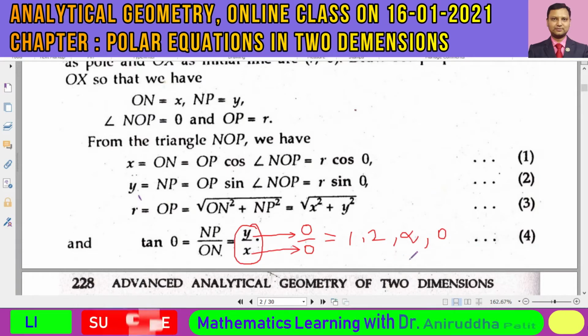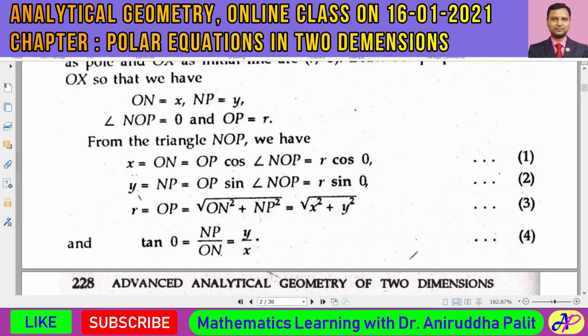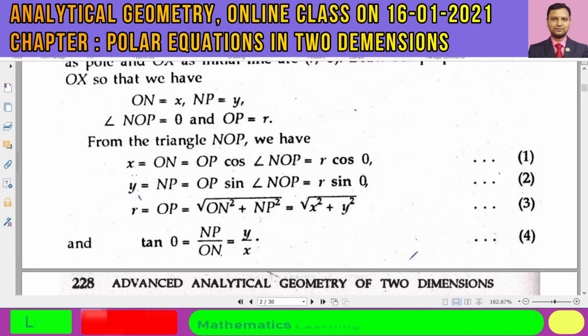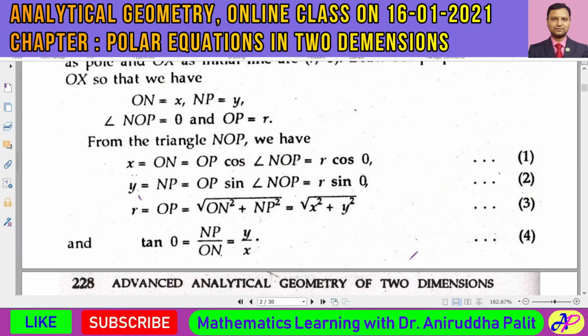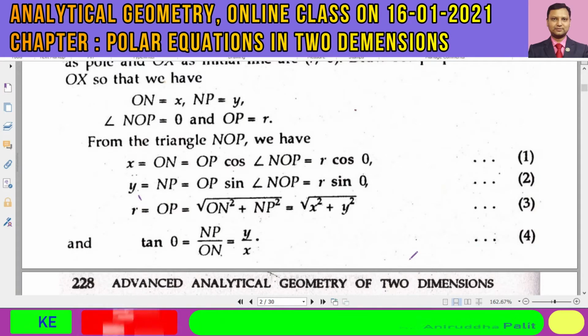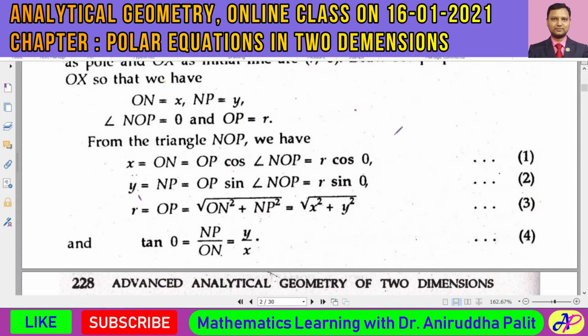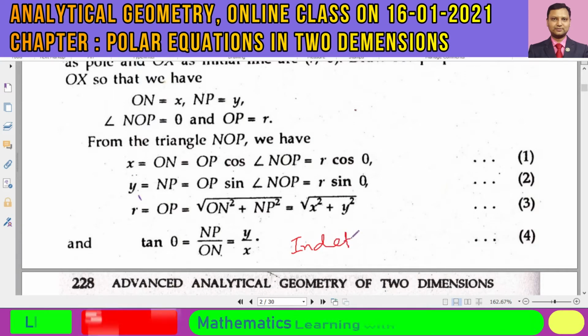So this is an undefined object. When y and x both are equal to 0, then 0 by 0 is actually an undefined object and we call it indeterminate form.